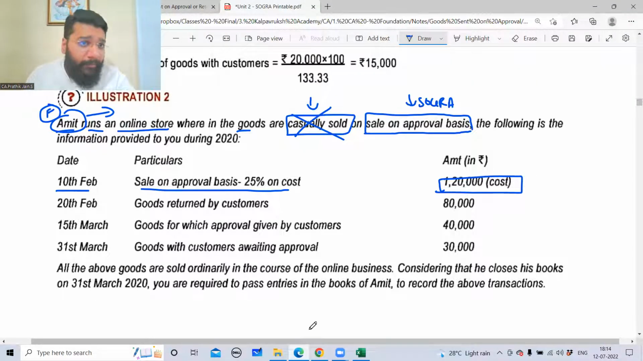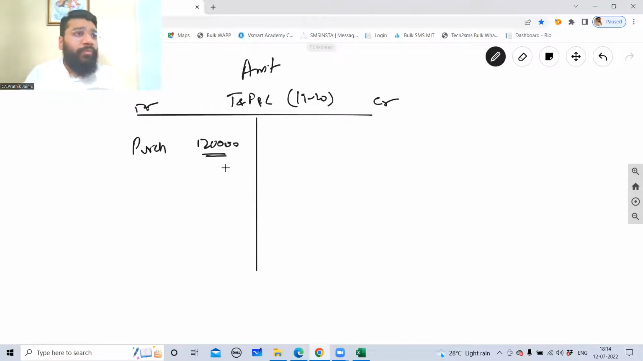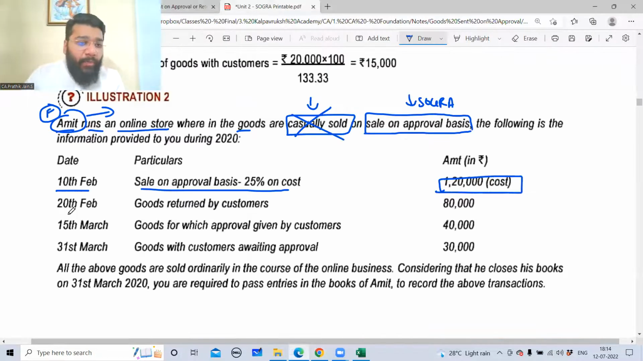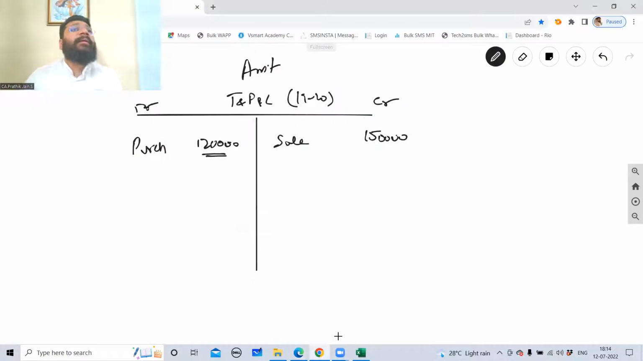Tell me, online people. No, sir. So then what is happening on 10th of February? This 1,20,000 worth of goods is being sent. Since this is a normal sale transaction, we will treat it as a sale, and the sale value is 150. Yes or no? Everybody, yes or no? Yes, sir. Then what happens is on 20th of February, 80,000 worth of goods are returned. So minus sales return, 80,000 rupees. What is the balance sale? 70,000 rupees. Correct?